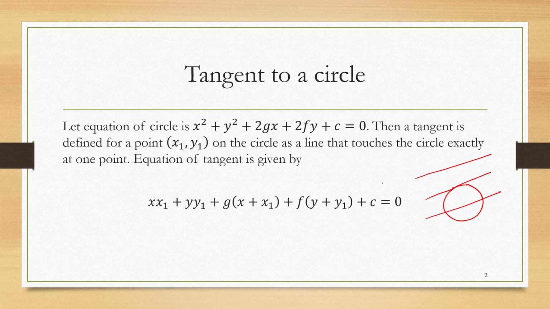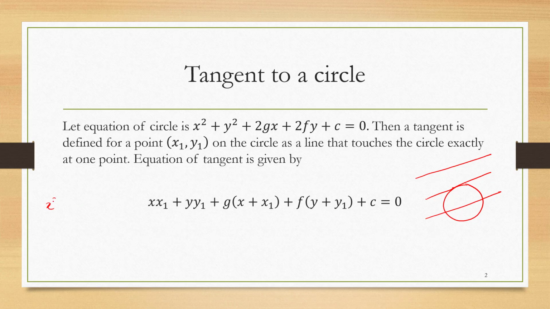So let us have the general equation of a circle, x square plus y square plus 2gx plus 2fy plus c equal to 0. And this point is (x1, y1) on the circle. Then the equation of tangent is given by xx1 plus yy1 plus g times (x plus x1) plus f times (y plus y1) plus c equal to 0. It is very easy to remember.